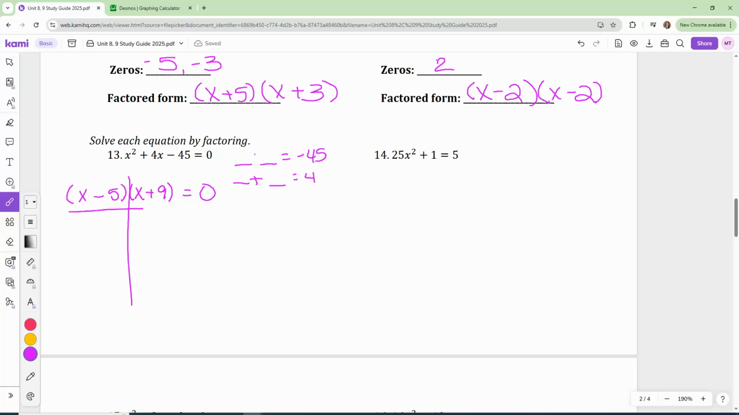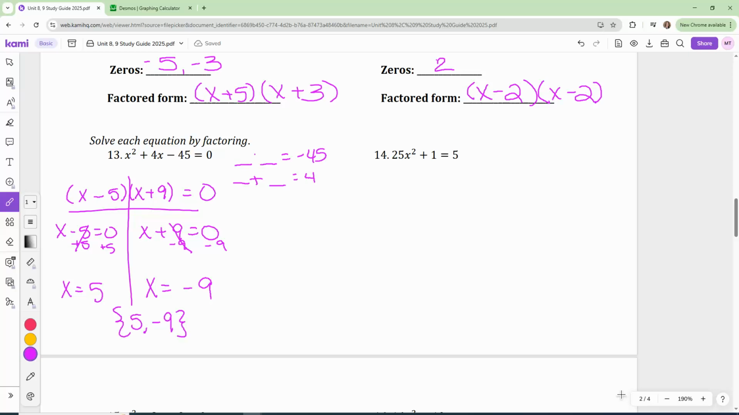At this point, we set each of them equal to 0. Alright, so to move a -5, you would add it. So we get +5. To move a +9, you subtract it. So we get -9. So those are my solutions. Did you guys get that one? Okay. On these, they always have to be equal to 0.